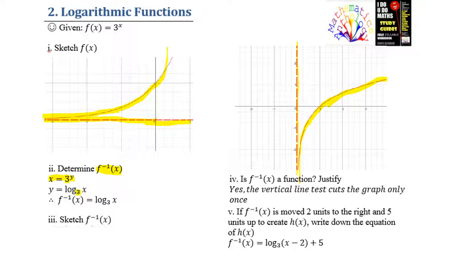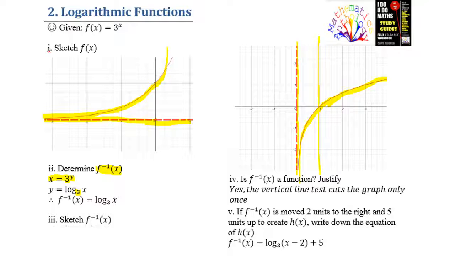So the next one is, is f inverse x a function? Justify. Yes, I'm going to say that the inverse graph is a function because the vertical line test cuts the graph only once. The vertical line test means you can draw a vertical line that goes through the graph at any point on the x-axis. If the vertical line cuts the graph only once, then it is a function.